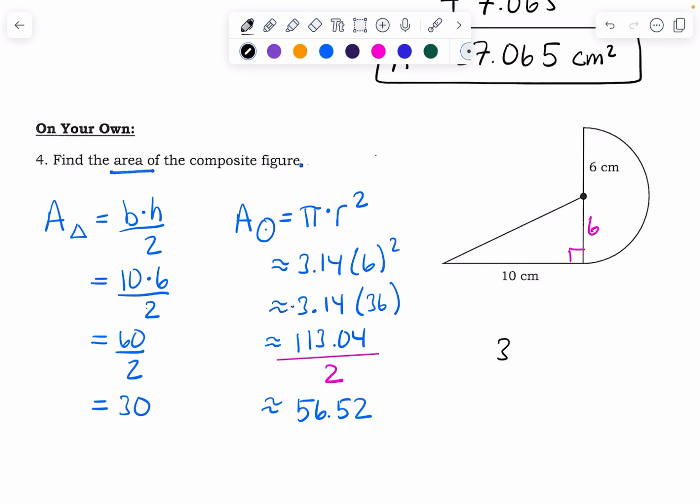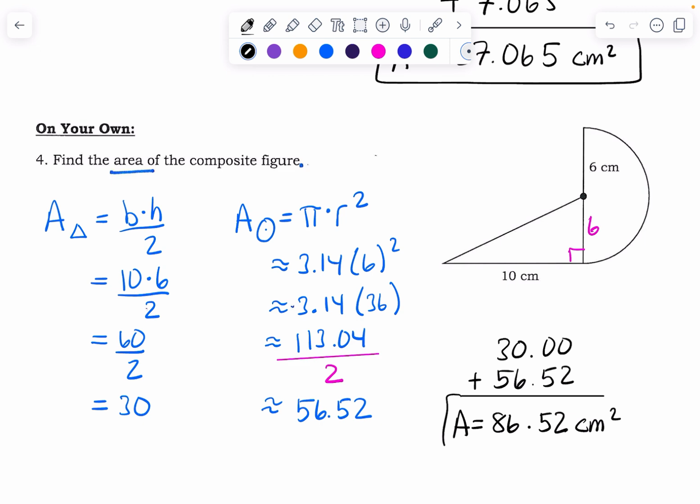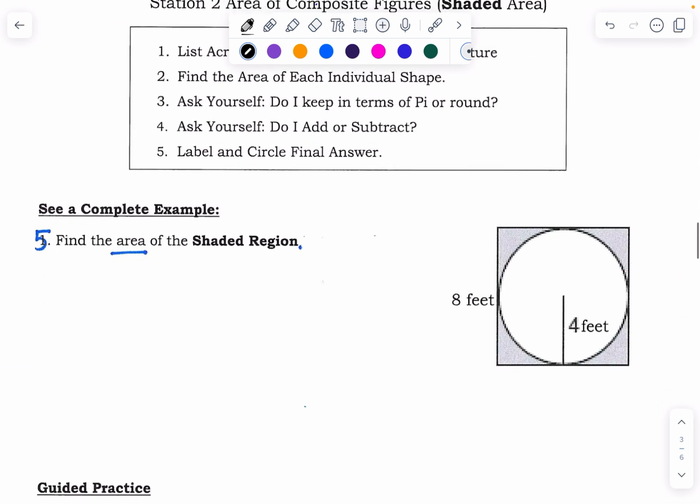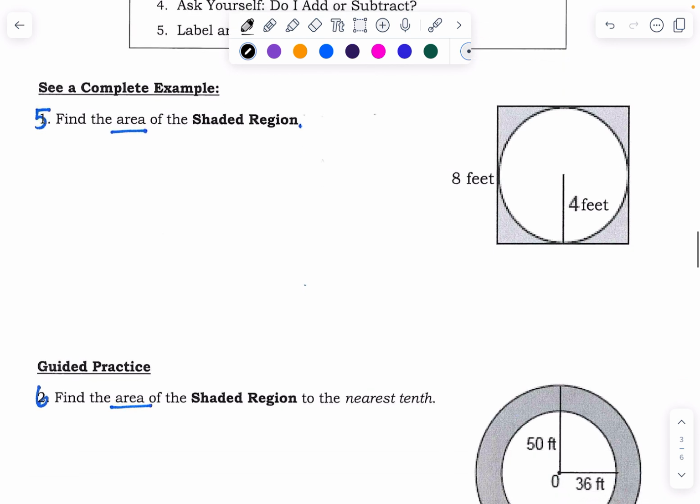So I have to piece it together by adding up those two numbers. So I would get area to equal 86.52 centimeters squared. Bam. Number 5. Okay, more shaded region.